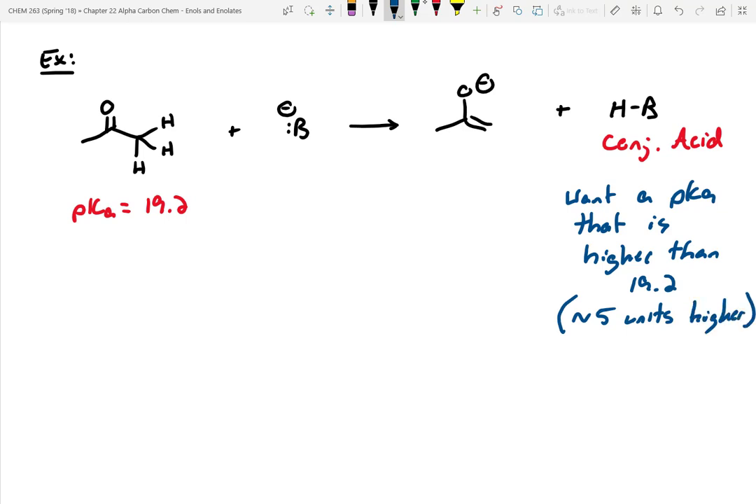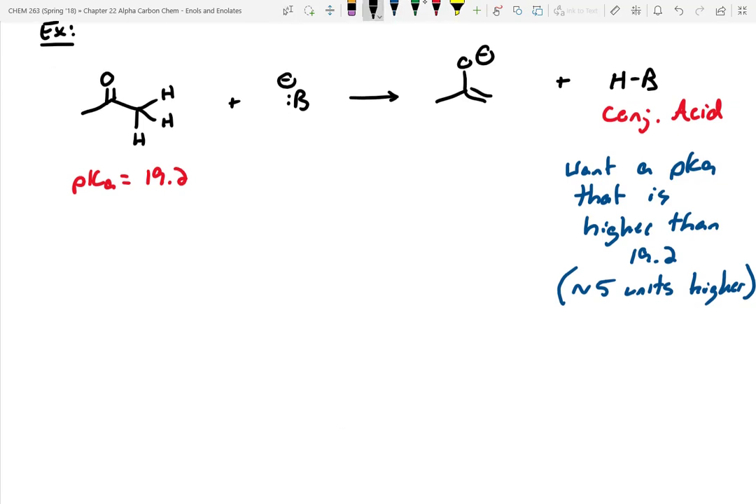Does that make sense? That's where pKa tables come in handy, is you can use that to find the corresponding pKa values. If you go back to the first term website, I gave you that list of common bases, their conjugate acids, and the relevant pKas for all of those. So you can also use that as a rough guide.